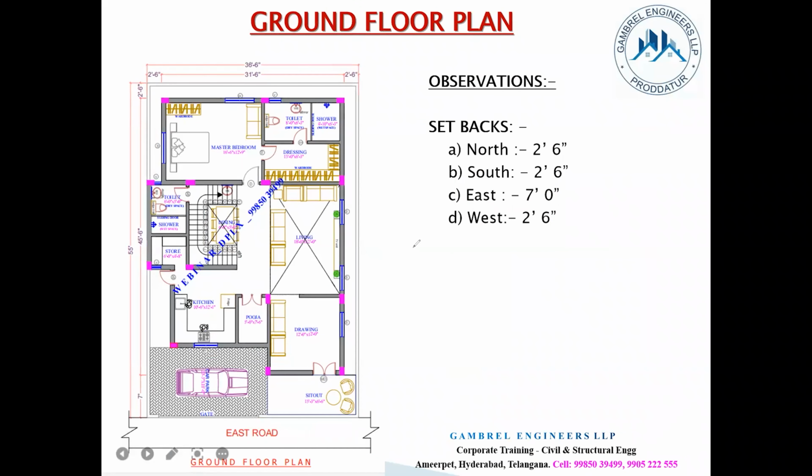And this is a ground floor again. Setback on 3 sides is 2.5 feet, 2.5 feet, and 2.5 feet. On the east face it is a 7 feet setback. So we have 7 feet on the east side.